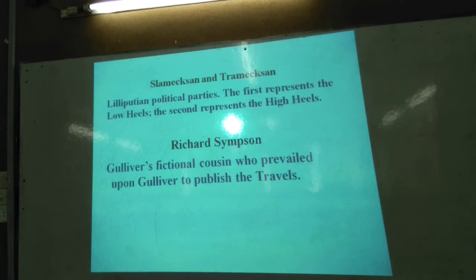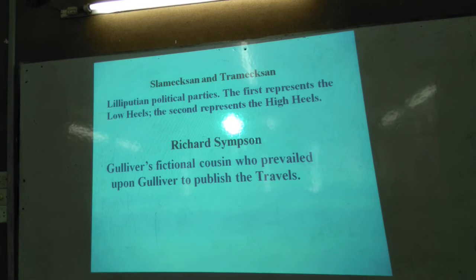Another, can anyone pronounce the first two words? Slamecksan and Tramecksan. These are the political parties of Lilliput. They have political parties, like us. The first represents the low heels.